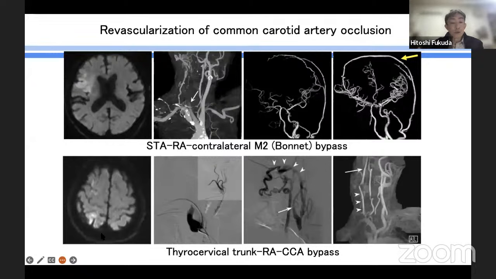Another case is also the right side minor stroke caused by CCA occlusion. However, because he has an open cervical carotid bifurcation supplied from the occipital artery, we made this skip bypass from side cervical trunk to common carotid artery.